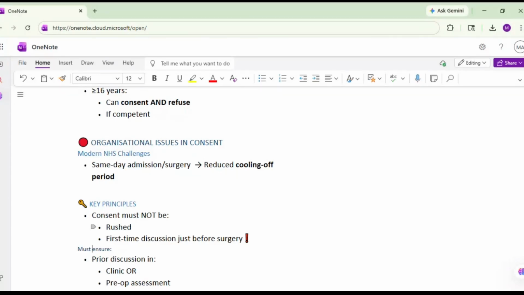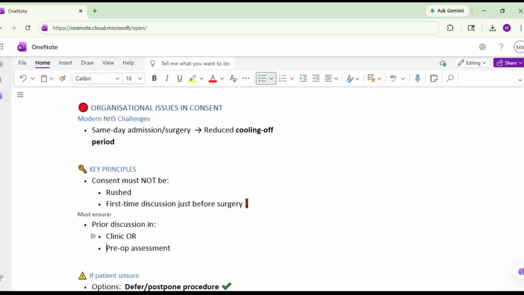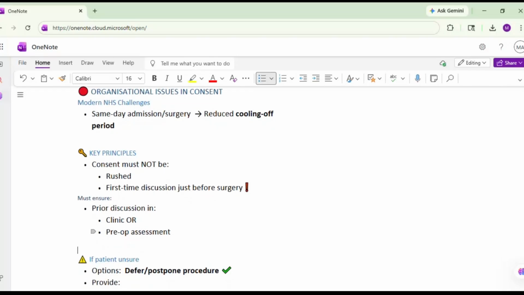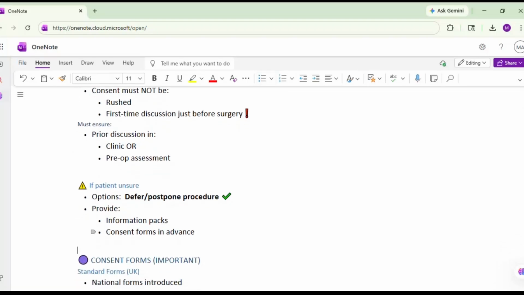We have to give adequate information in the OPD setting also. Key principle: consent must not be rushed, and a first-time discussion just before the surgery is to be avoided. We need to tackle this by giving the information before, in the OP setting itself. So prior discussion in the clinic or the preoperative assessment is a must. If the patient is unsure about whether to proceed or not, then defer and postpone the procedure. Provide information packs and the consent forms in advance.